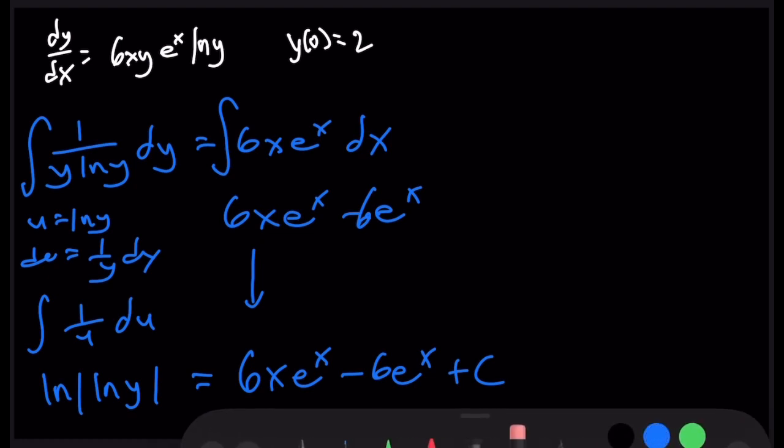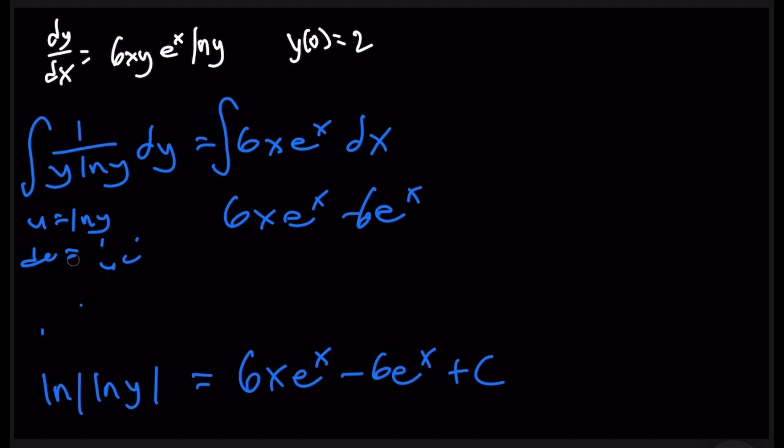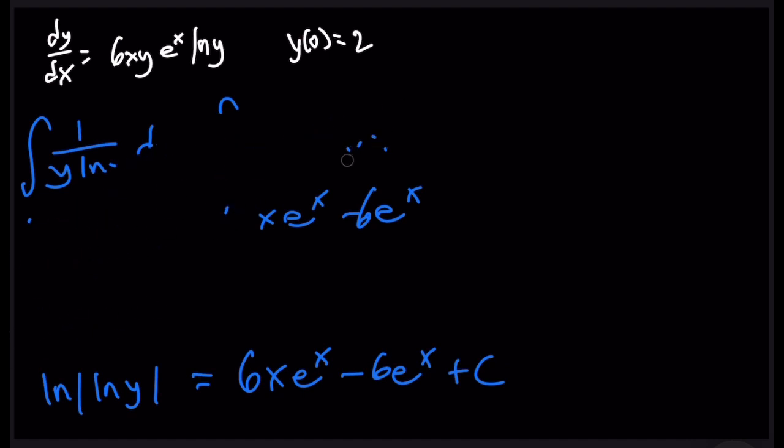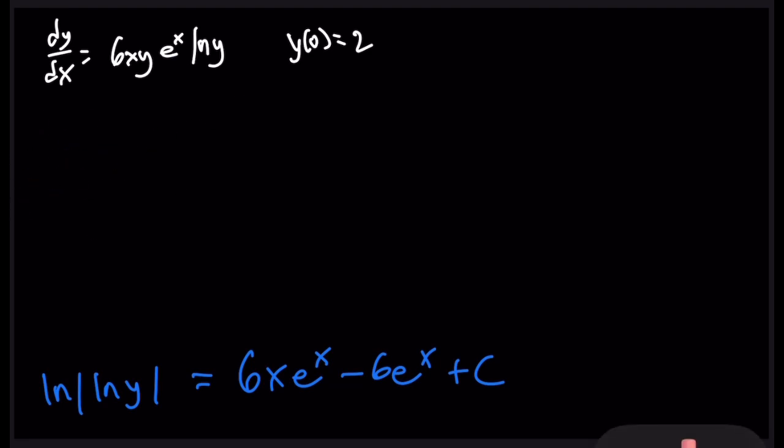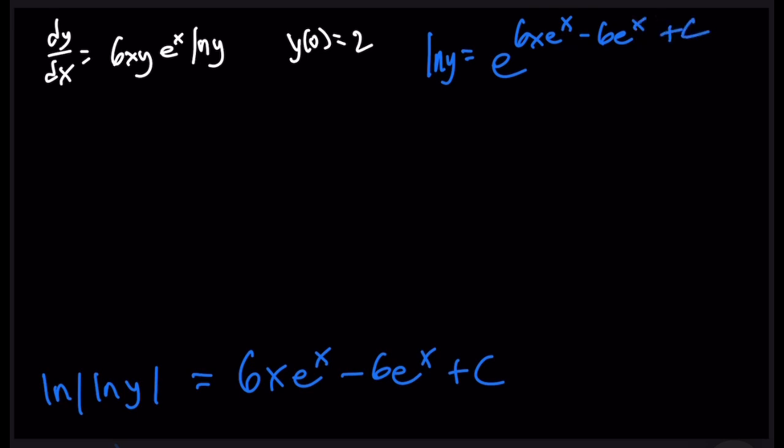And let's erase this now. So from here, now we just have to solve for y and then eventually solve for c as we're given our initial y of 0 equals 2. So solving for y, we get natural log of y equals 6x e to the x minus 6 e to the x plus c. And then further, we get y equals e to the power of 6x e to the x minus 6 e to the x plus c.